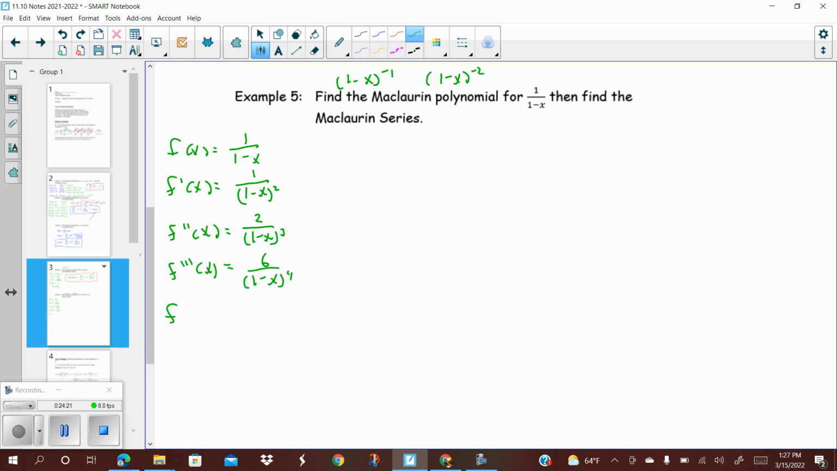And then the fourth derivative. If you have already started to figure this out, you'll probably guess that the next one will be 24 over 1 minus x to the 5th, and so on. So now we're going to need all of these derivatives evaluated at 0. And we'll see what we get.